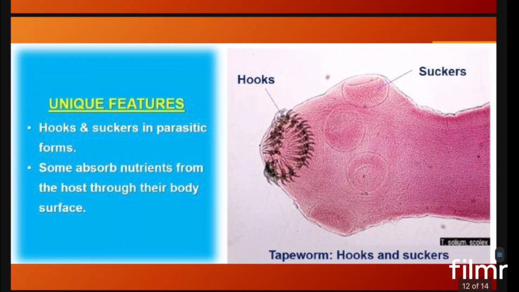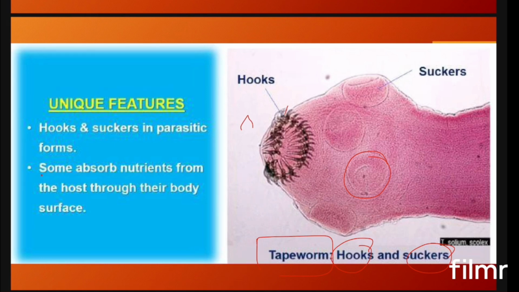And another unique feature is that in some types of platyhelminthes like the tapeworm, there are special suckers and hooks present. Hooks you can see that it will be actually like a pricking hook, attached to the host body, and also like the plastic suckers we have, right? It will stick to the wall and it can easily grow there, right? So like that hooks and suckers are present in the case of platyhelminthes, right?